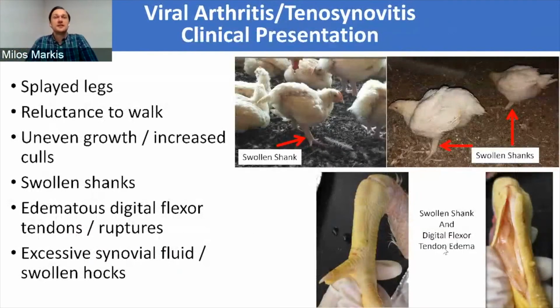The clinical presentation of viral arthritis tenosynovitis is that of splayed legs and reluctance to walk and often uneven growth. Swollen shanks, which you can see in the top two pictures, are easily seen in the birds. And when you cut those shanks open, the tendons are usually fibrous and scarred with a lot of edema around them. And we also see excessive synovial fluids in the hock joints.